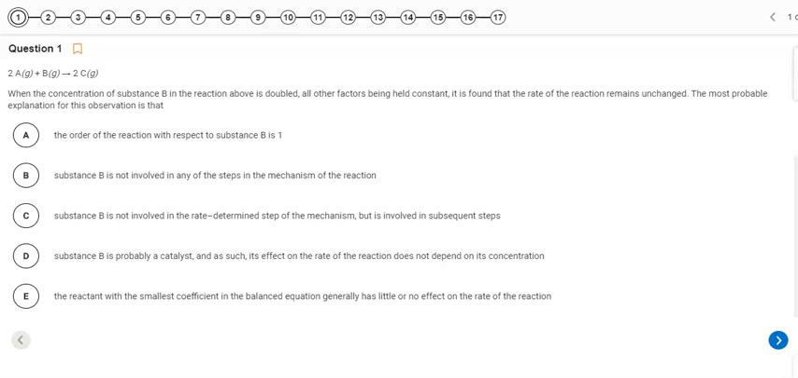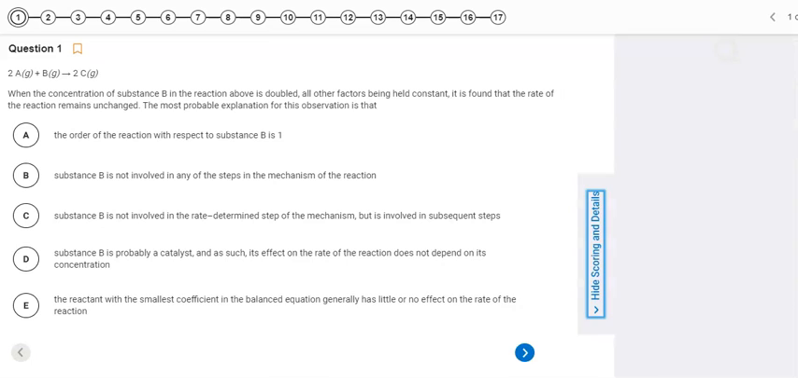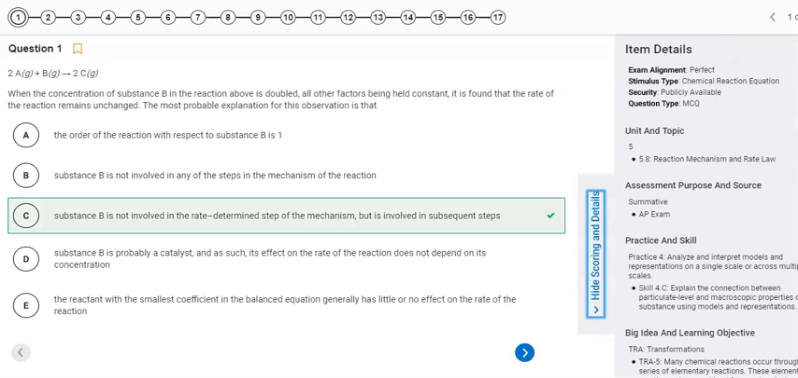Substance B is probably a catalyst. Not true. A catalyst makes a reaction go faster without becoming a part of the reaction. So it appears at the beginning of the reaction and at the end of the reaction. And if you add more of a catalyst, it's going to make the reaction go faster. The reactant with the smallest coefficient in the balanced equation generally has little effect. No, that has nothing to do with it. So the answer is C. Okay, so there's the answer for that.